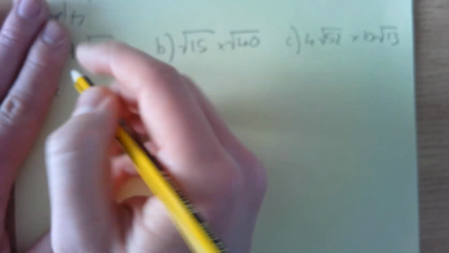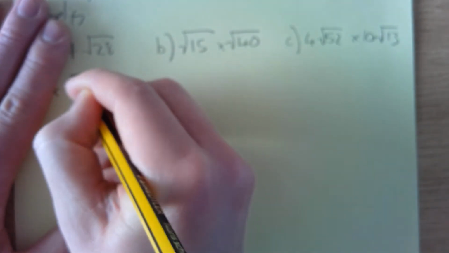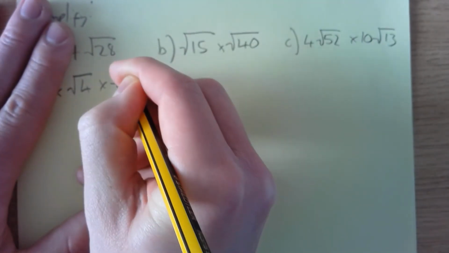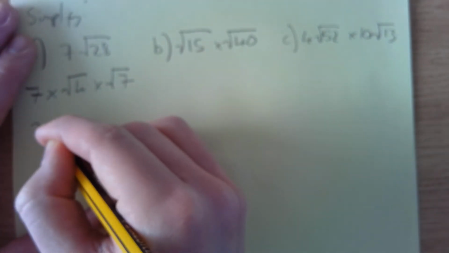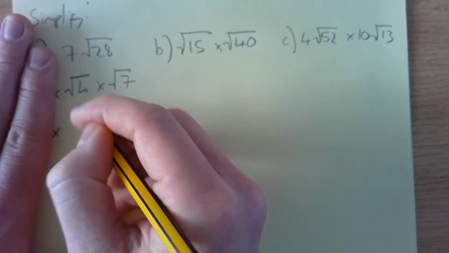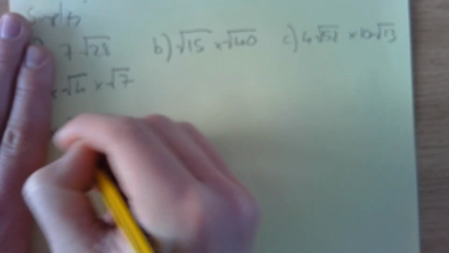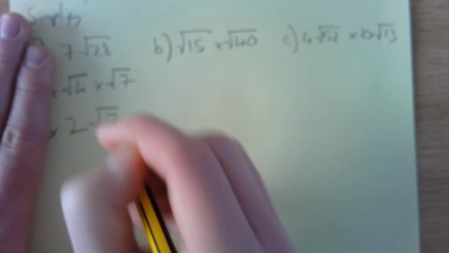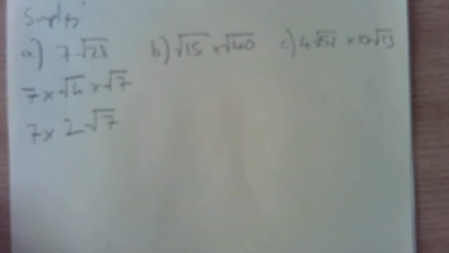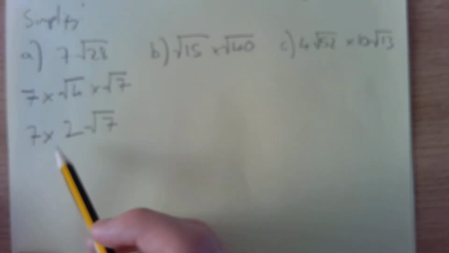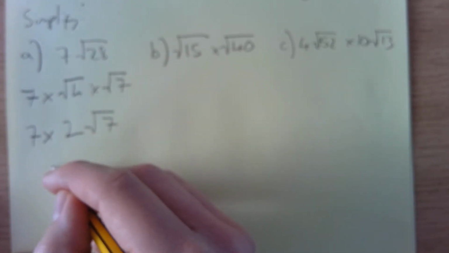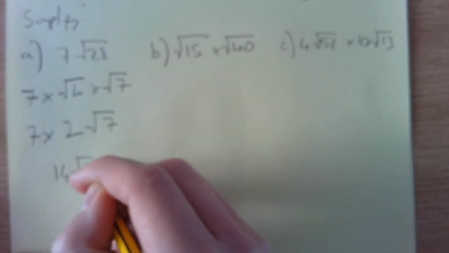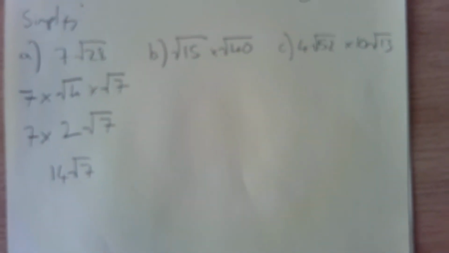Root 28 is root 4 times root 7, and then I'm going to bring my 7 times down again because it needs to be there, but I don't want to worry about it. Root 4 is 2, and then I can just bring my 7 in. Oh, sorry about the focus, hopefully it'll come back. Then I can bring my 7 in. 7 times 2 is 14, so it's just 14 root 7. Let's see if I can make this autofocus work.